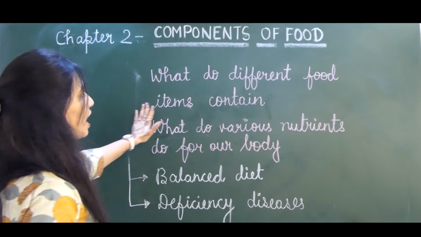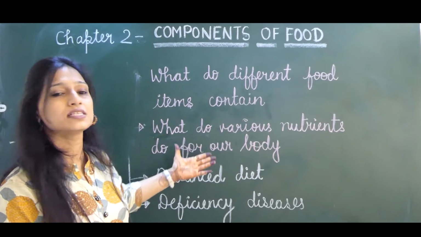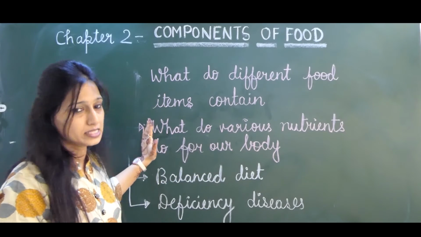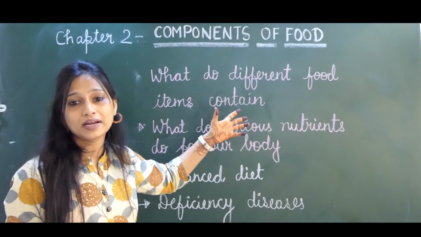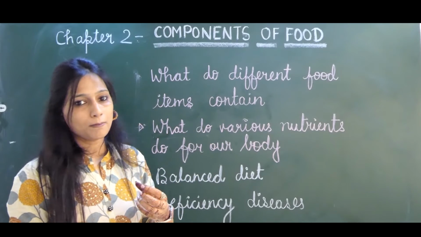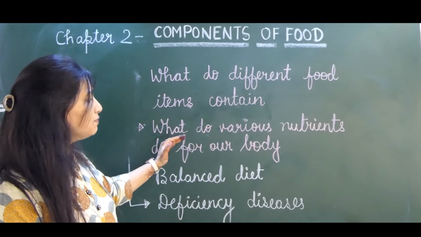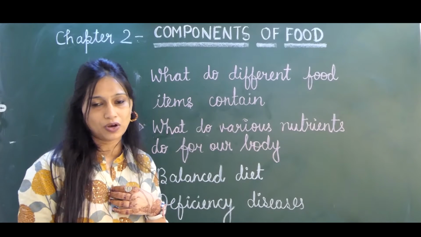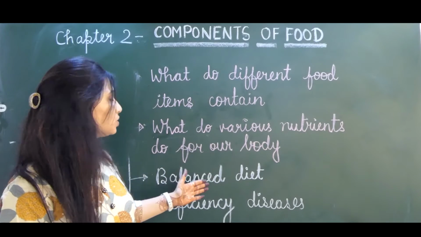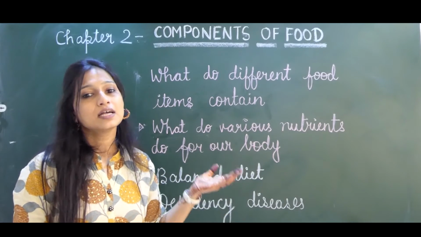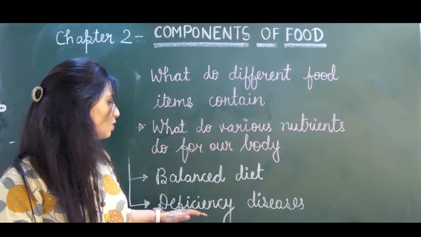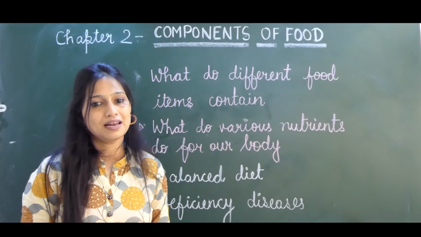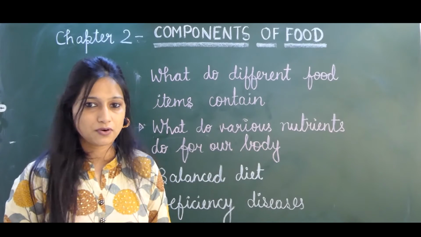What do different food items contain? We are actually going to see this chapter under these contents. The first one is, we will try to find out what are the different components inside our food. Then we will see what are the various nutrients which our body needs to function. We'll see how a balanced diet, a perfect diet should look like. And also we will see, if you don't take a balanced diet, what are the diseases you may suffer from.